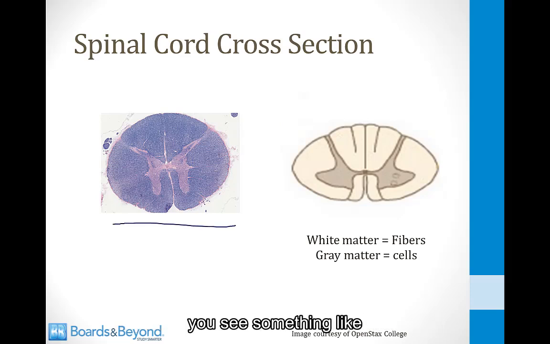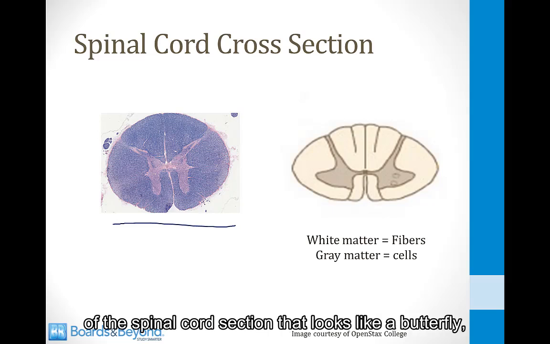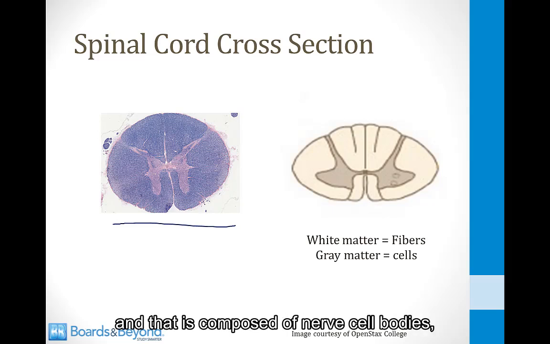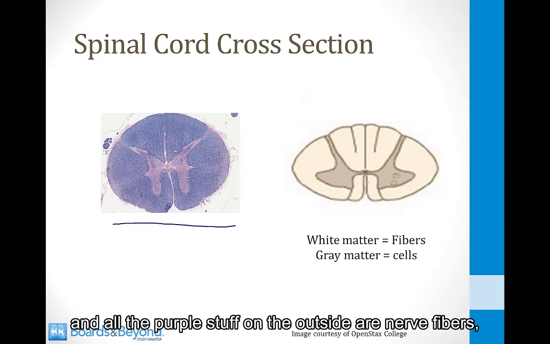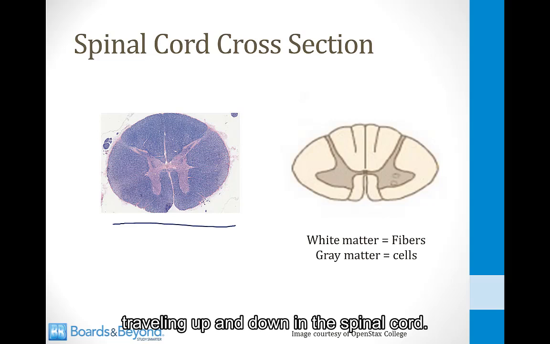If you take a slice through the spinal cord and stain it and put it under the microscope, you see something like what's on the left side of the screen here. And there is this structure in the middle of the spinal cord section that looks like a butterfly, and that is composed of nerve cell bodies. And all the purple stuff on the outside are nerve fibers traveling up and down in the spinal cord.